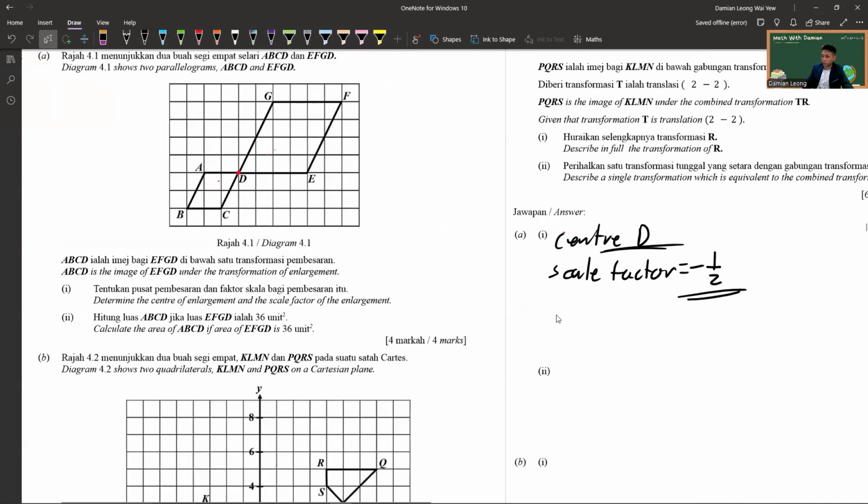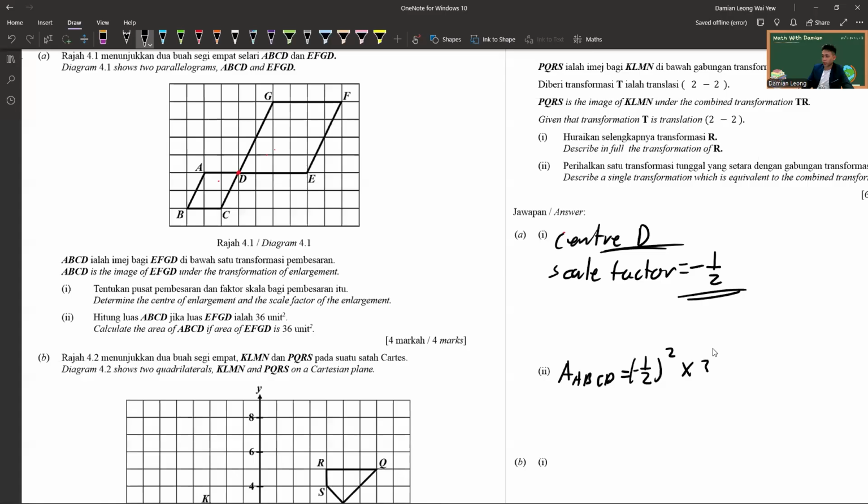Then A2, calculate area of ABCD if area of EFGD is 36 units square. So area of ABCD means the area of the image. Use the formula scale factor squared, half squared or -half squared, times 36, the area of the object. So that means 9 units square. That's the area of ABCD.